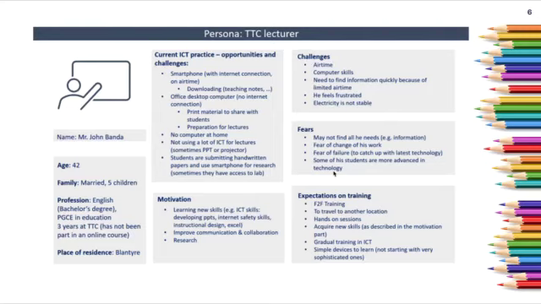This is Mr. John Banda. You can see he is 42, he's married, has 5 children. He teaches English at one of the TTCs. He has a bachelor degree and a PGCE in education, so he has a bit of understanding of teaching and learning. He's been 3 years at the TTC, but he has never done an online course, and he stays in Blantyre. In terms of access to devices, he's got a smartphone, so he has some internet connectivity, but he has to buy airtime.